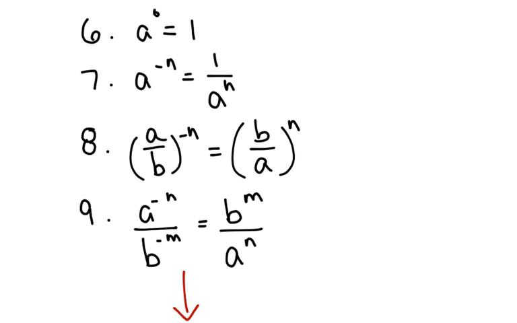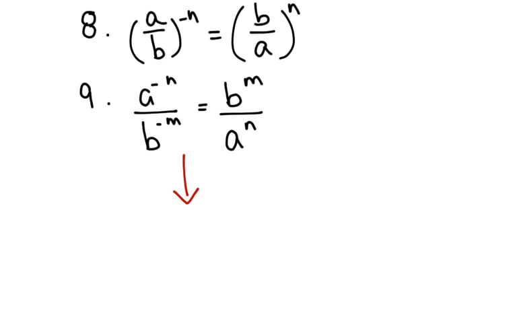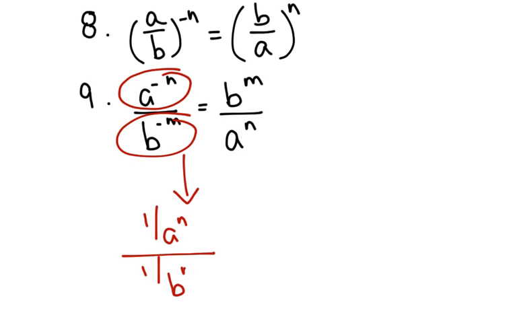And 9, same thing. If you have negative exponents in the numerator, it moves those terms to the denominator. And if you have a negative exponent in the denominator of a fraction, it moves it to the numerator. And notice the negative exponents go away. The reason number 9 works is because the numerator, if you simplify it, becomes 1 over a to the n. The denominator becomes 1 over b to the m. And the way we simplify a fraction within a fraction is to take the numerator and multiply it by the reciprocal of the denominator.